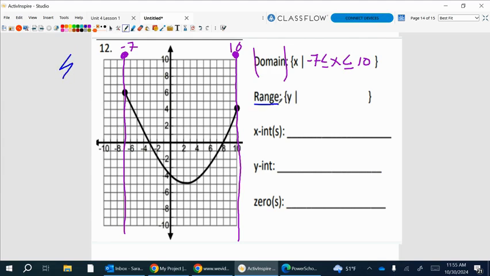Range, floor, and ceiling. Come up from the bottom. There's my first y value. That's a closed circle at negative 5. Come down from the top. This is my highest point. That's a closed circle at positive 6. So my range is from negative 5 to positive 6, y in the middle, less than, closed circle, underline, underline.